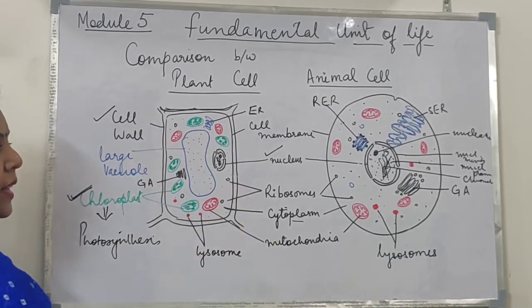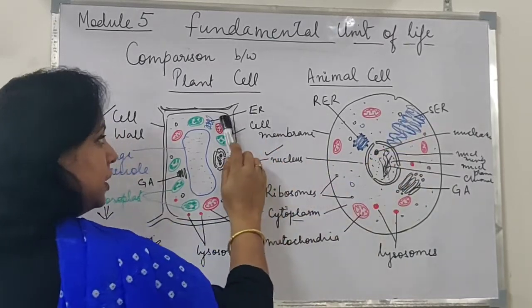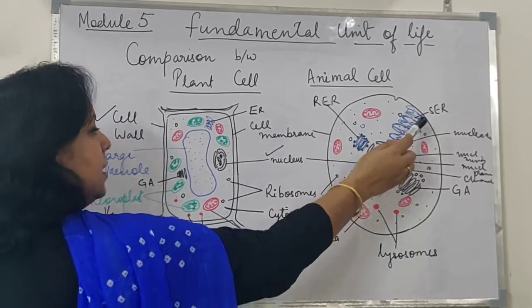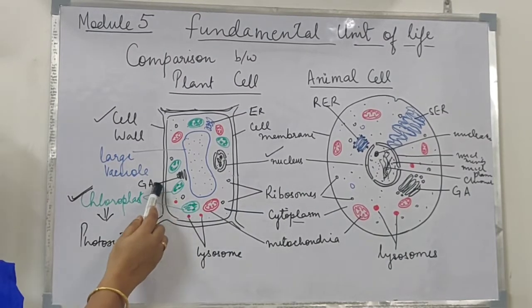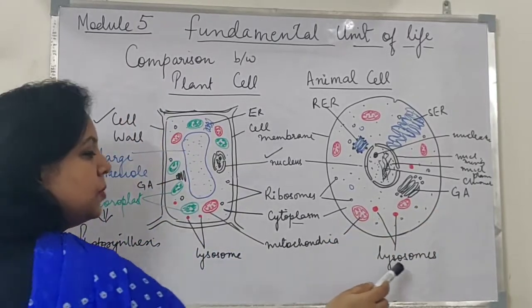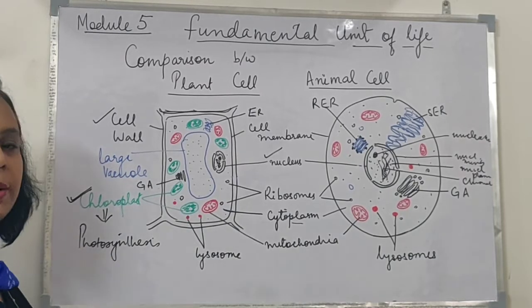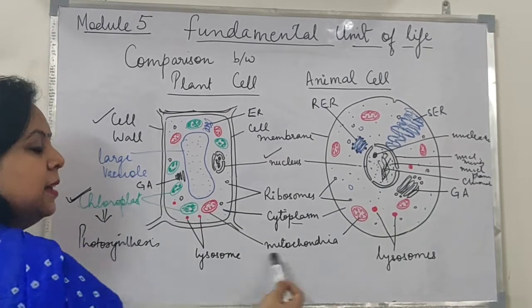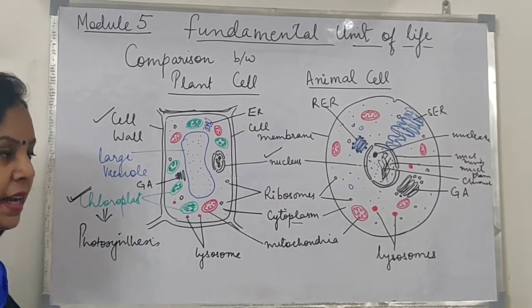Let us come to the other cell organelles. This is endoplasmic reticulum. It is present in both the cells, plant cell as well as animal cell. In animal cell, we are seeing smooth as well as rough endoplasmic reticulum. Let us see the Golgi apparatus. It is present both sides. Lysosomes, it is present both sides. Some books say that lysosomes are present only in animal cells, but your NCERT says that it is present in both plant as well as animal cell.